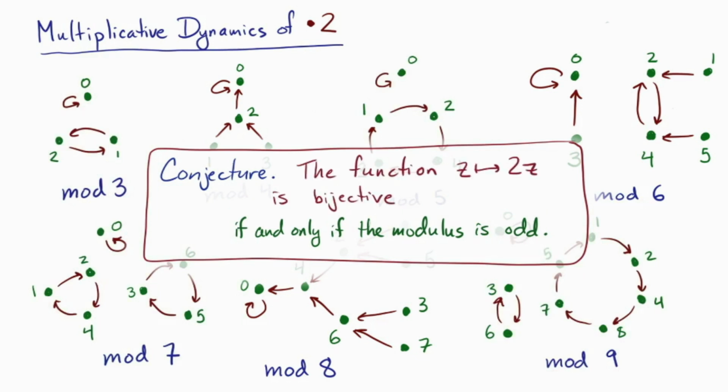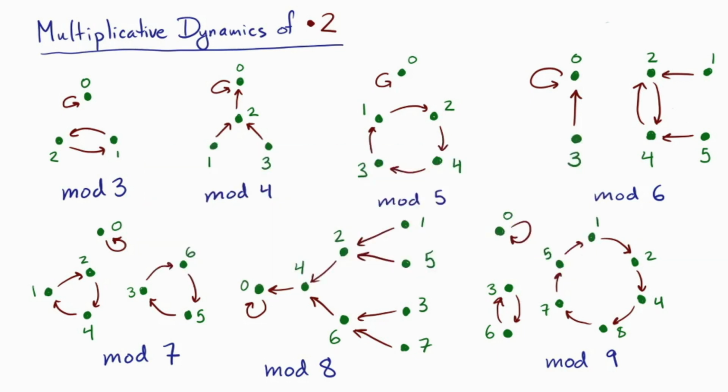So the function z goes to 2z is bijective if and only if the modulus is odd. Okay. Let's notice some other intriguing things, though, while we're here. When things aren't cycles, it's interesting that the in arrows seem to come in pairs if they come at all. Take a look at mod 6. 0, 2, and 4 all have 2 in arrows, whereas 1, 3, and 5 all have none.